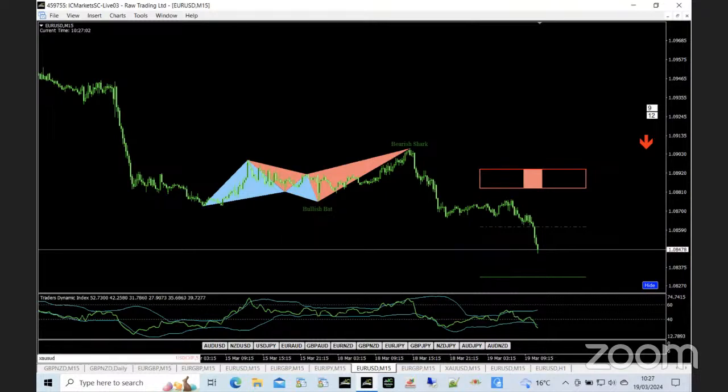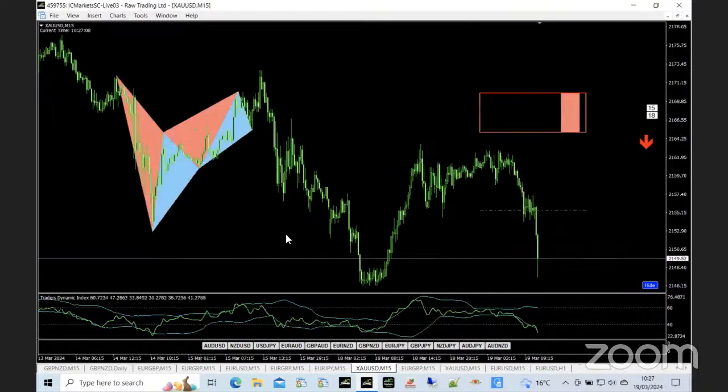So XAUUSD, okay. Now, as you can see, the thing about the XAUUSD, the gold, me personally, I don't trade this as a buy because this wasn't a clear buy, it was broken, you see? So I wouldn't take this as a buy.